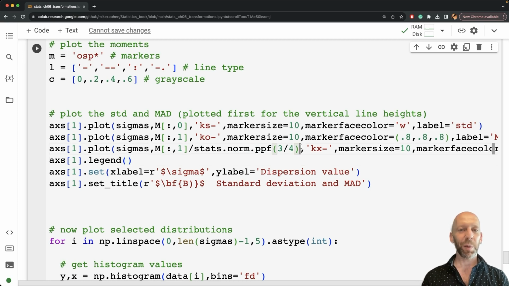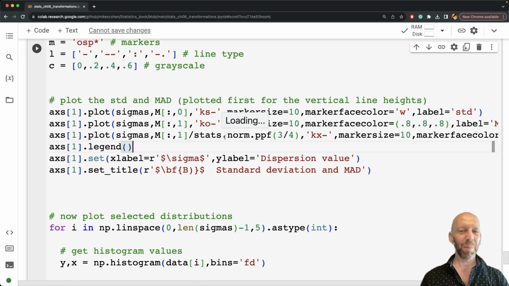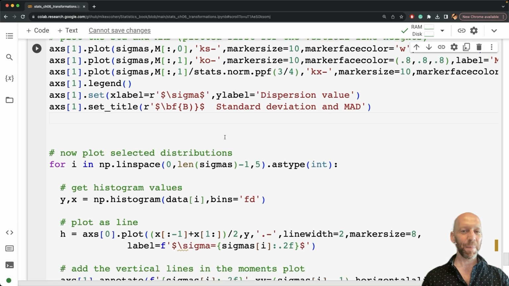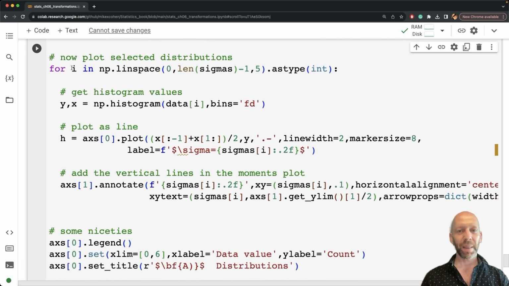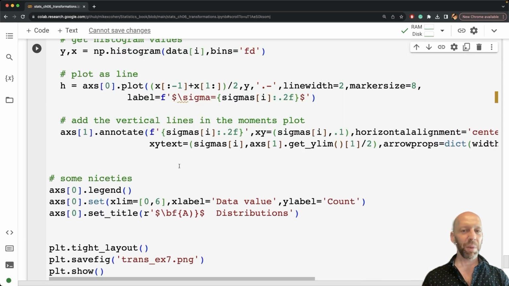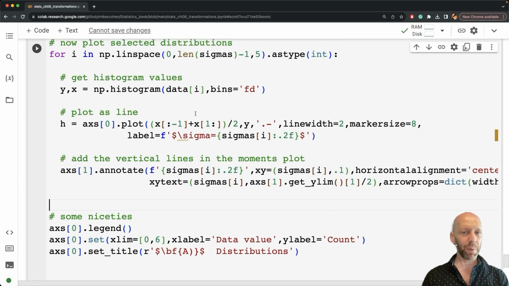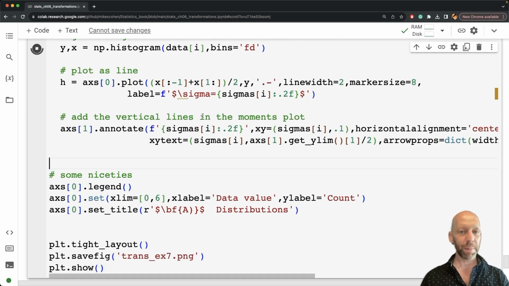Again, if this seems really weird and incomprehensible, then you can check out the text. I discuss this in more detail in the body of the text. Okay, and then I'm not going to go through this because this is really exactly the same as for chapter 4, but this basically just adds some nice features to the plot.